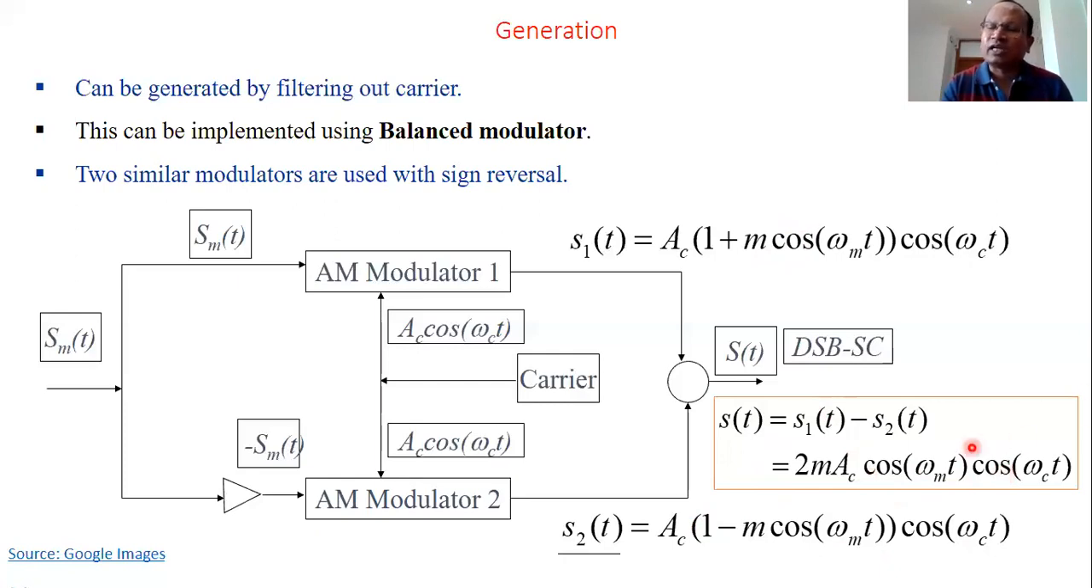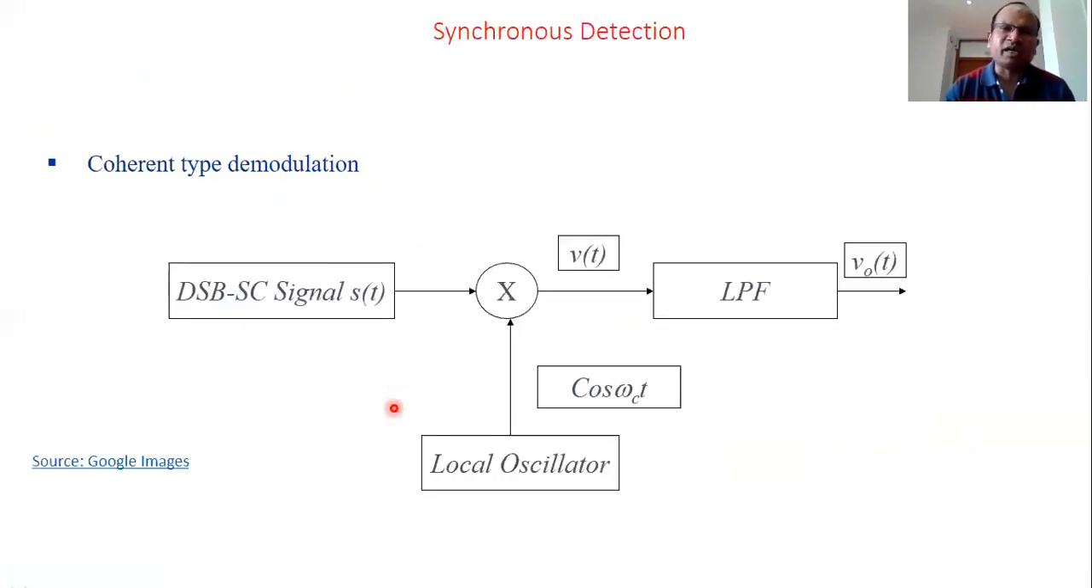Now can you see what we are getting here? We are getting only two sidebands, because when we multiply cosine omega MT by cosine omega CT, this product generates two terms. One is at omega C plus omega M. The second is at omega C minus omega M. And therefore, there is no carrier now. So in this important block diagram, we are using two similar amplitude modulators, but with a sign reversal of the message signal, and therefore the whole scheme is called a balanced modulator, which combines two amplitude modulators in a balanced manner.